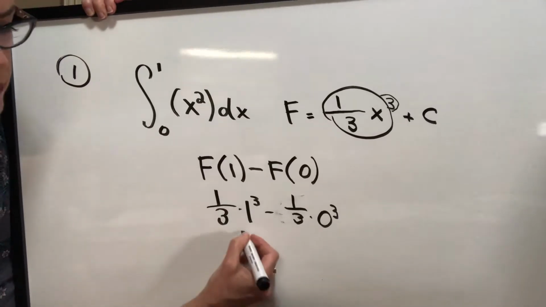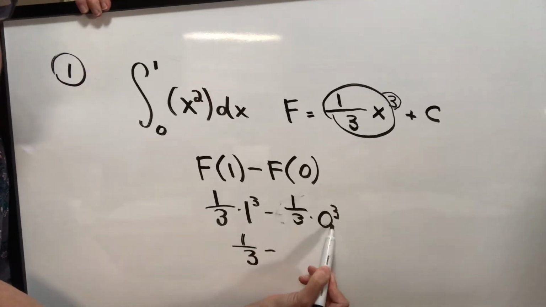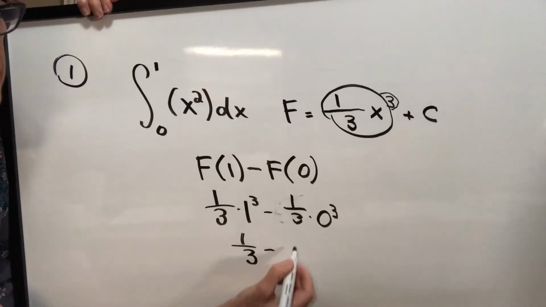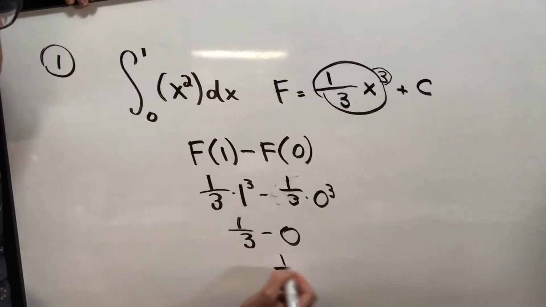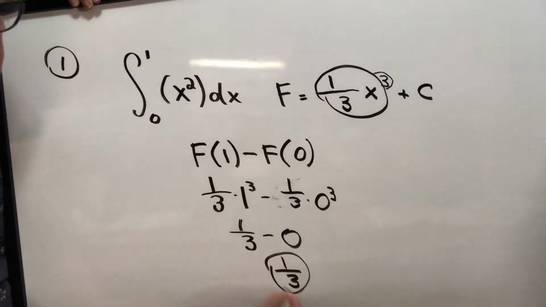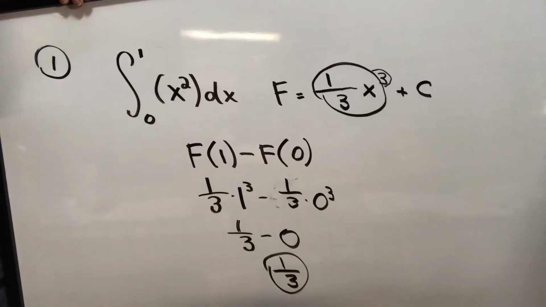Multiplied by 1/3 would be 1/3, subtracted by... So 0 cubed is 0. 1/3 of 0 is still 0. So then 1/3 minus 0 would be 1/3. So there's your answer for number 1. The answer would be 1/3.